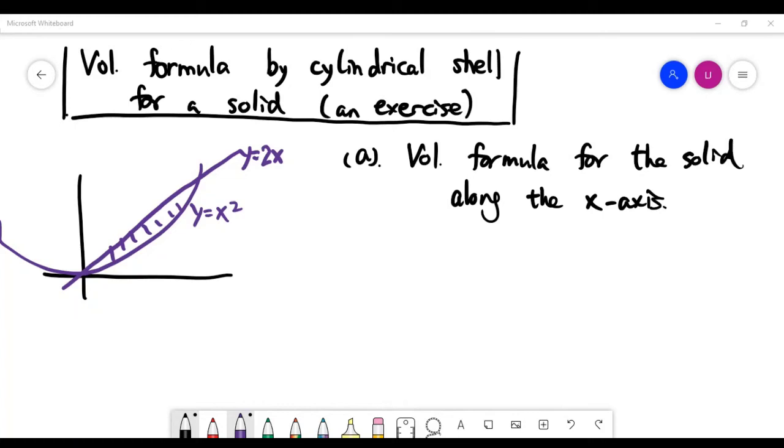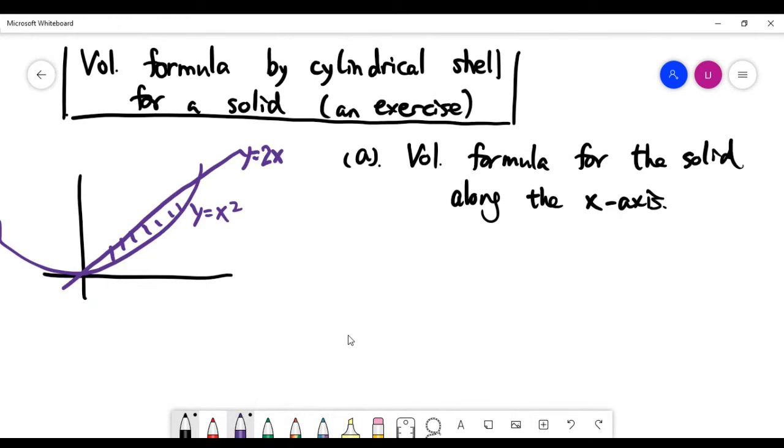So in this video, we continue our discussion on how to find the volume of a solid by the method of cylindrical shell. And let's look at the current picture. The purple part is bounded by two lines. One line is y equals 2x, the other line is y equals x squared. And let's look at the axis of rotation.